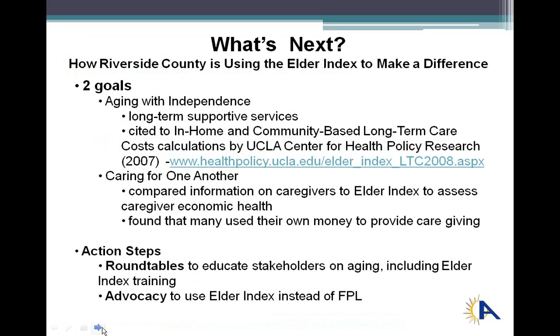And in Riverside County, they're also taking the use of the Elder Index data one step further in order to make a difference in the lives of older adults that they're serving. The Elder Index has resulted in two specific goals that Riverside County is promoting. One is through a program called Aging with Independence that focuses on long-term supportive services. And through that program, they've cited the in-home and community-based long-term care costs that were calculated by the UCLA Center for Health Policy Research.